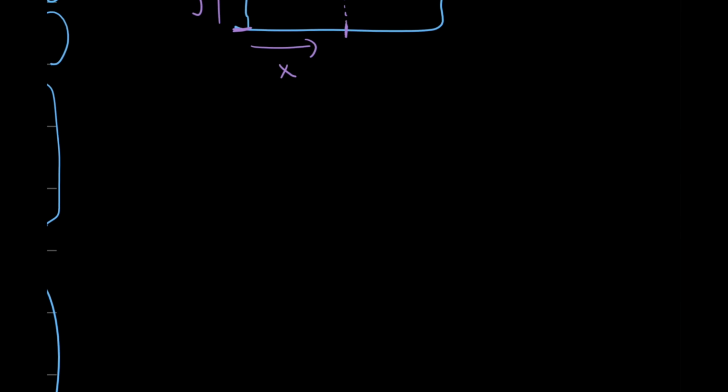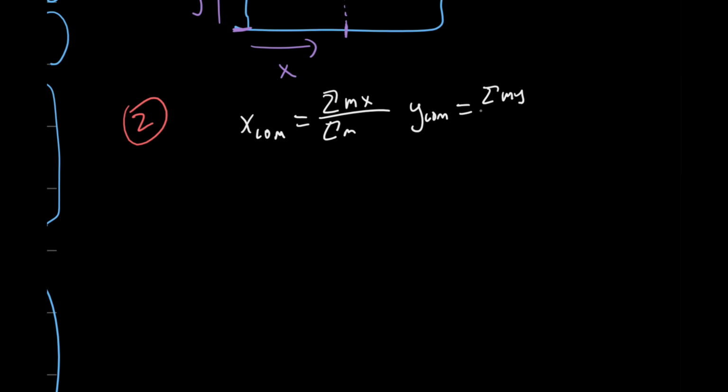The second thing that we want to know, number 2, is if we have a system of masses, there are 2 equations that we want to keep track of. The first one is that the center of mass in the x direction is equal to the sum of the masses times x over the sum of the masses, and that in the y direction, it's going to be equal to the sum of the masses times y over the sum of the masses again.